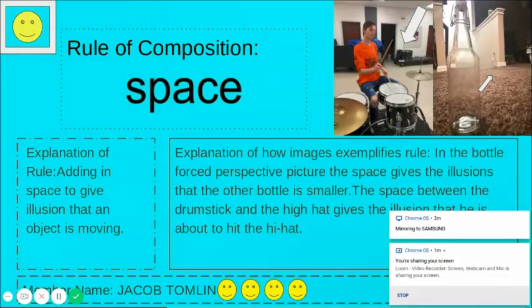I have the rule of space. Adding in space gives the illusion that an object is moving. In the forced perspective bottle photo, space gives the illusion that one bottle is smaller than another. The space between the drumstick and the hi-hat gives the illusion that he's about to hit the hi-hat.